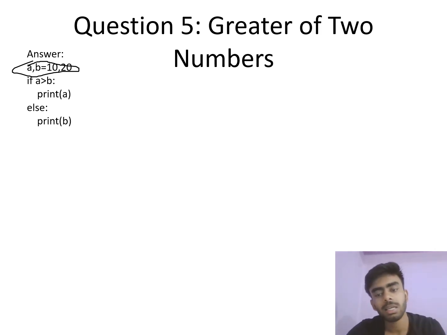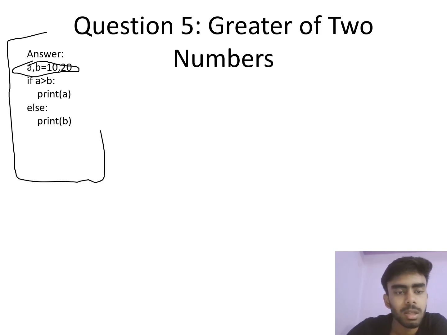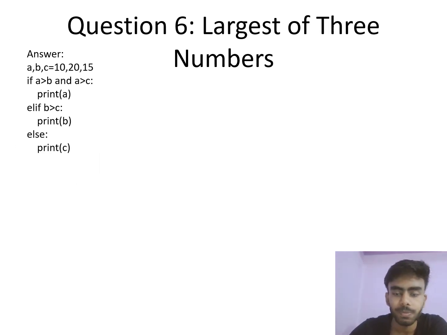But if you are taking input from the user, then you have to write your code. Like if A is greater than B, then print A, otherwise print B. So this code is for finding the greater of two numbers. So remember this one. Now come to the next question.